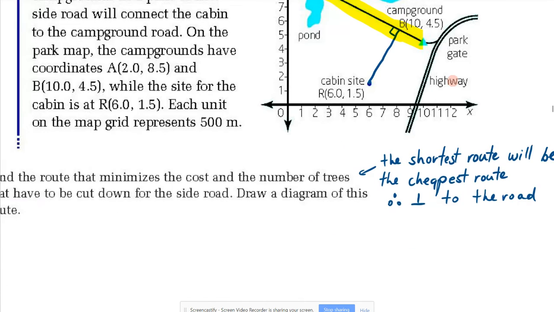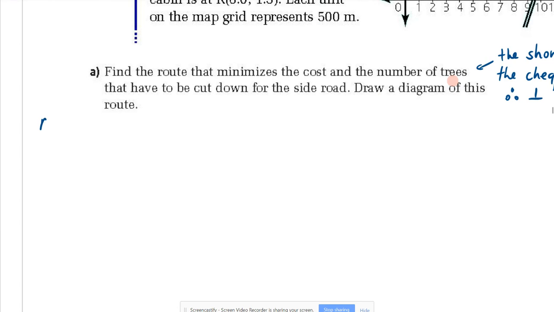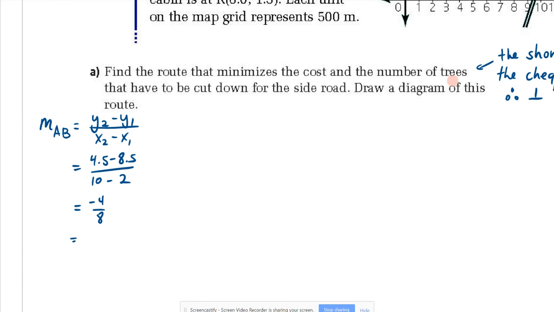and the slope of that line, I'll use the slope formula. So the slope from A to B equals y2 minus y1 over x2 minus x1. So if I substitute the coordinates that I was given, I would subtract 4.5 minus 8.5 divided by 10 minus 2. So basically B minus A. Simplifying this, I get negative 4 over 8, which is equal to negative 1 over 2.